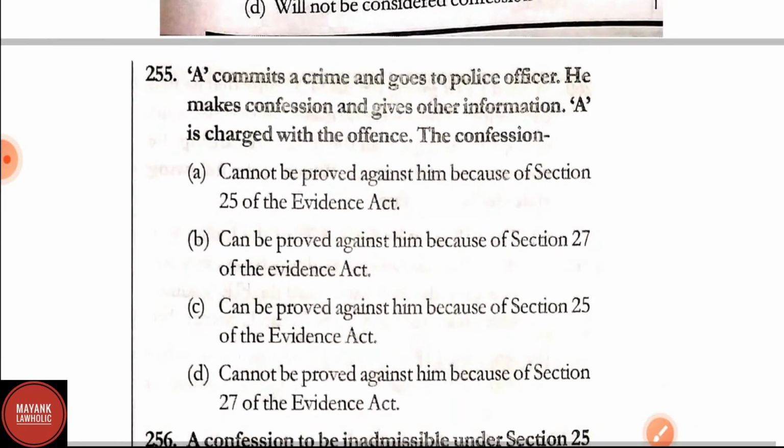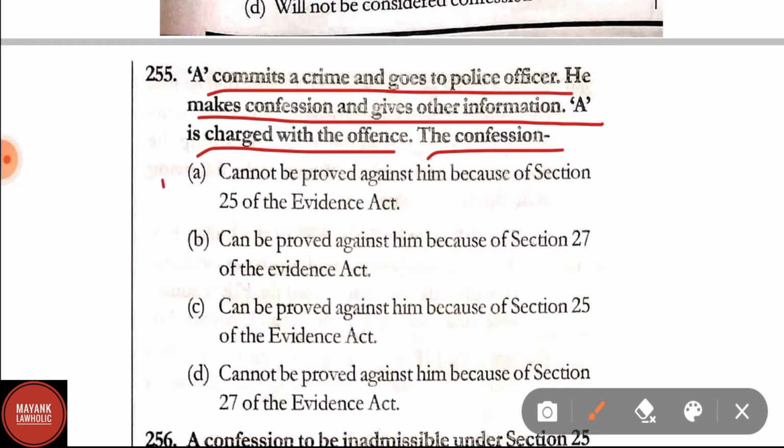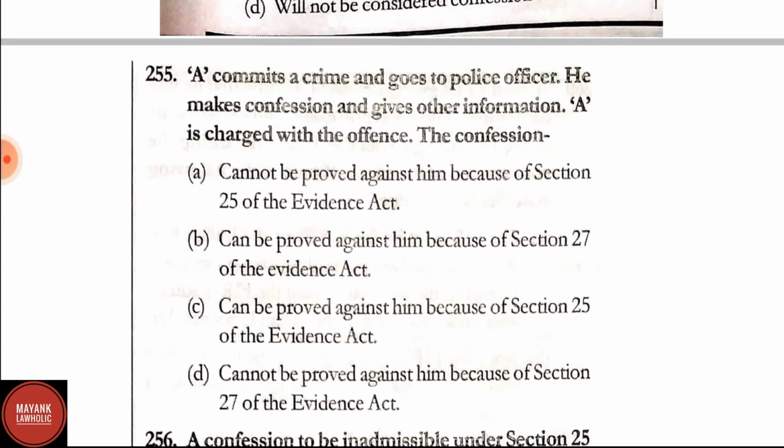Question number 255. A commits a crime and goes to the police officer. He makes a confession and gives other information. A is charged with the offense. The confession, option A, cannot be proved against him because of section 25 of the Evidence Act. Option B, can be proved against him because of section 27 of the Evidence Act. Option C, can be proved against him because of section 25 of the Evidence Act, and option D, cannot be proved against him because of section 27 of the Evidence Act. Here correct answer is option A, cannot be proved against him because of section 25 of the Evidence Act.